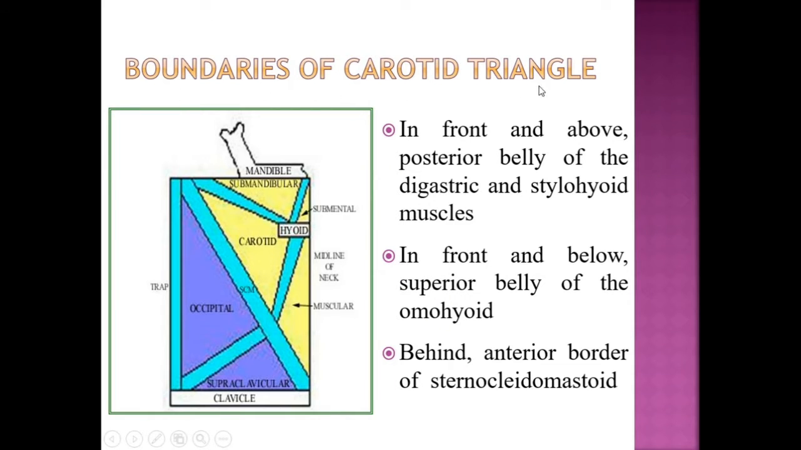So boundaries of the carotid triangle, if you see, this is the carotid triangle. Boundaries of the carotid triangle: in front and above, posterior belly of digastric and stylohyoid muscle. In front and below, superior belly of omohyoid. Behind, anterior border of the sternocleidomastoid muscle. So these are the boundaries of the carotid triangle. This triangle is called the carotid triangle because it contains the carotid system of arteries mainly.